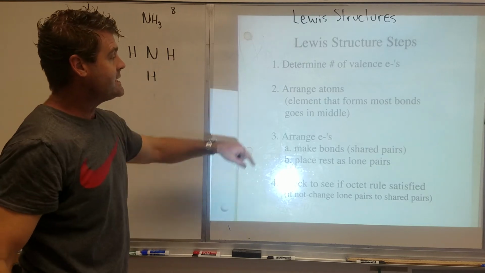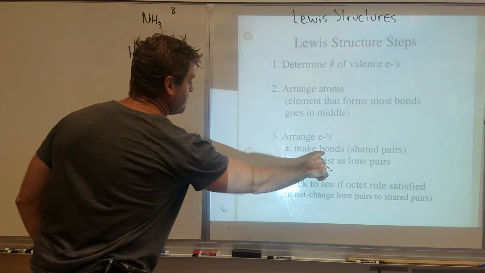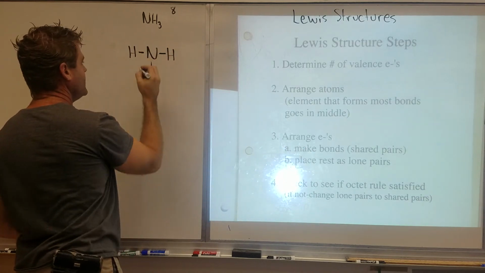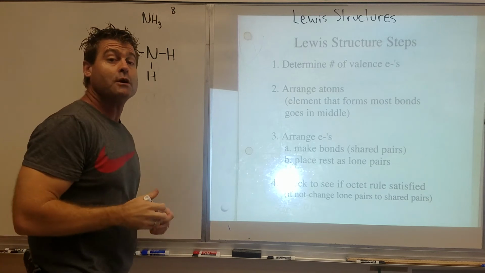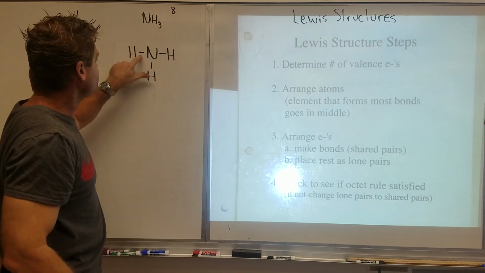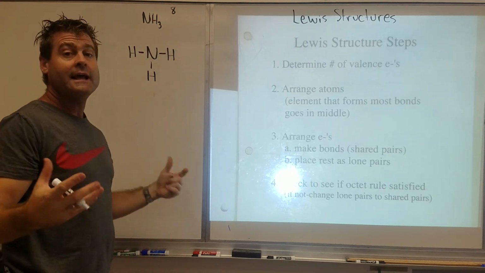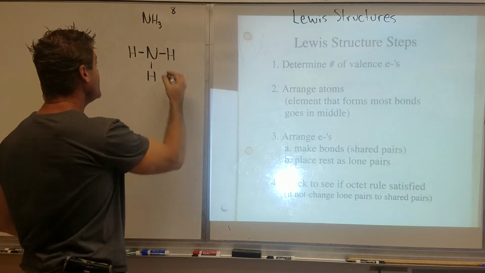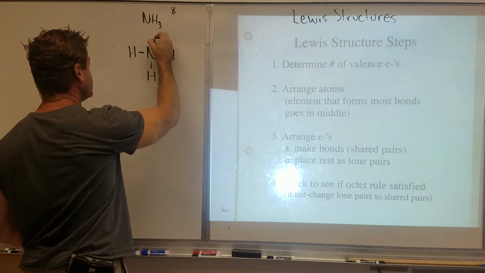Okay, now I'm at step 3. It says make bonds. So obviously there have to be bonds holding these atoms together. Remember, each of these dashes represents a shared pair of electrons. That's 2, 4, 6. There's 6. There was a total of 8. I still have 2 more electrons. I put that as a lone pair. Where am I going to put it, guys? Hopefully you're thinking, oh, I have to put it over the nitrogen.